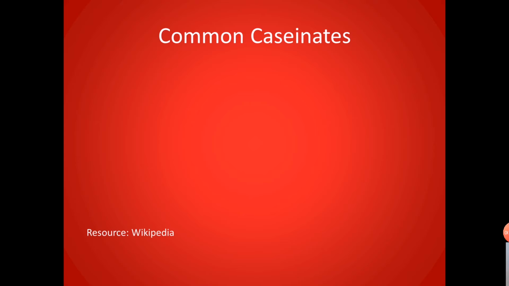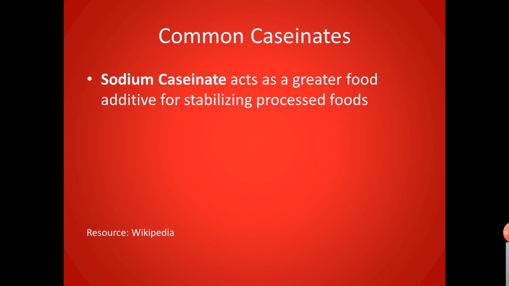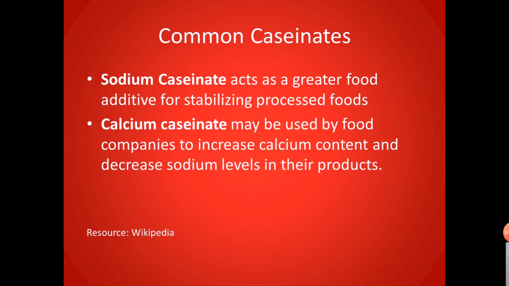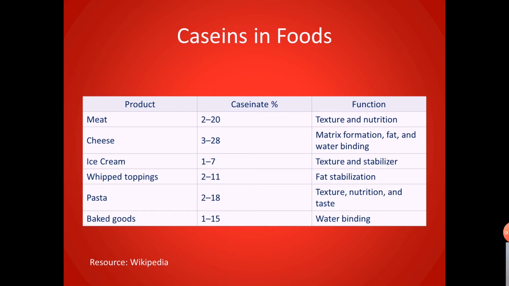So common caseins, sodium caseinate and calcium caseinate. So the first one, sodium caseinate, is stabilizing processed foods. They might use the calcium caseinate to increase the calcium and decrease the sodium levels. Caseins in foods, you can kind of see what they're using it for. This is just a quick overview. Texture, nutrition, to stabilize the food, to stabilize the fats, to bind with waters. So caseins are used in a lot of processed foods.